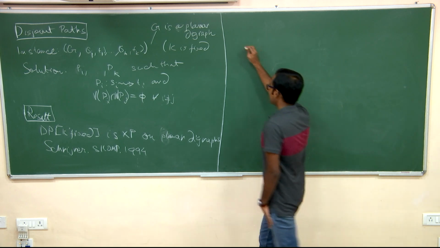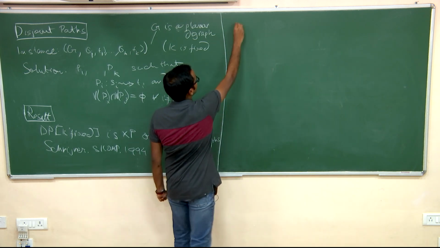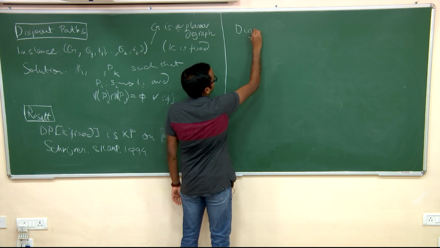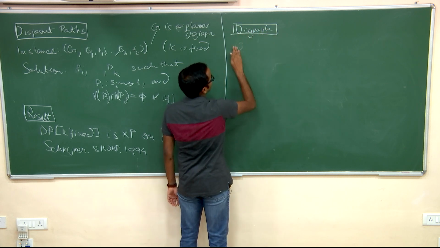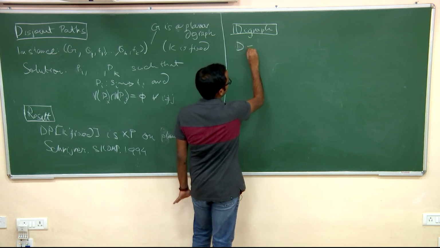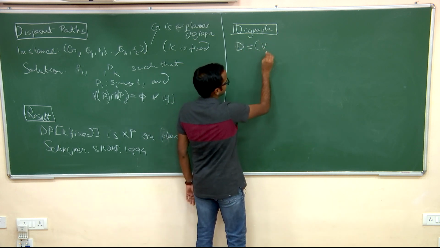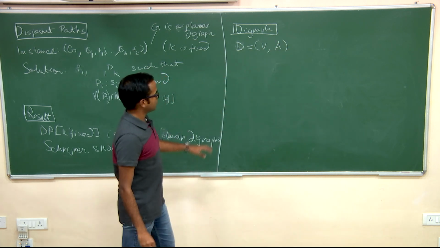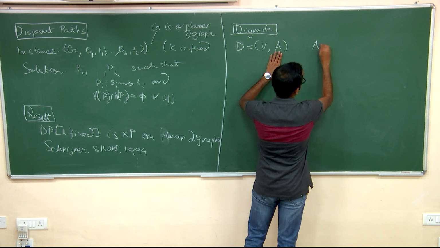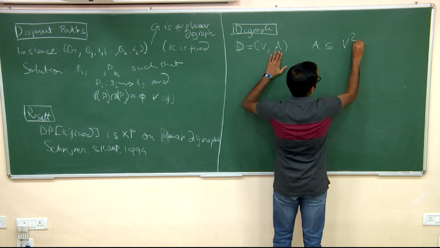So first we need some definitions. What's a digraph? A digraph I'll denote by D, and V will be the vertex set and A will be the arc set, where A is a subset of V squared.